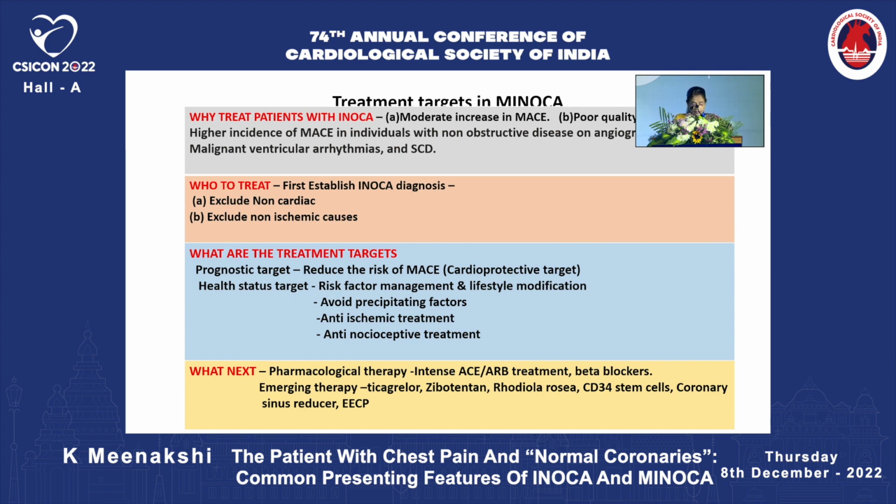And what is next? You can have pharmacological therapy with ACE inhibitors, ARBs, beta blockers, emerging therapy with ticagrelor, endothelin receptor antagonists like zibotentan, Rhodiola rosea, which is a Russian herb. The trials are on. Stem cells and coronary sinus reducer, which is an hourglass gadget which can be put in the coronary sinus and improve the coronary arterial blood flow. EECP has also been tried. The trials are still on and nothing conclusive.